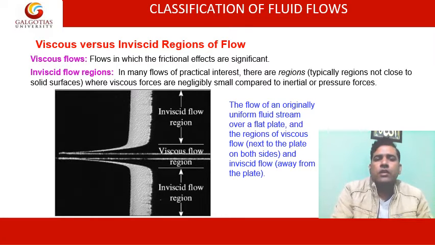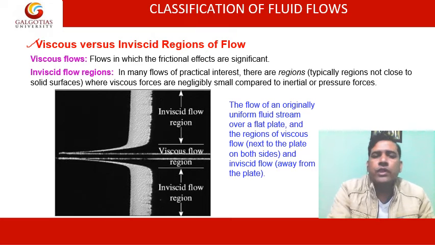The first type of classification of fluid flow is viscous versus inviscid flow, or inviscid region of flow. Viscous flows are those flows in which the frictional effects are significant. In other words, the effect of viscosity cannot be neglected during the fluid flow, while in case of inviscid flow regions, the effect of viscosity can be neglected.